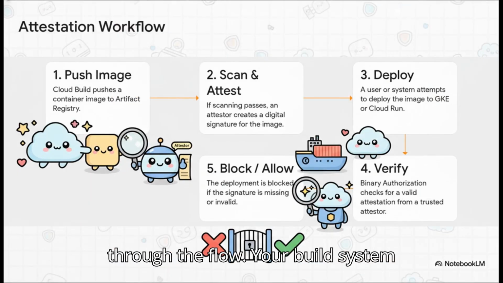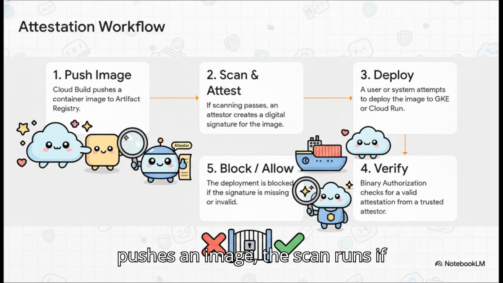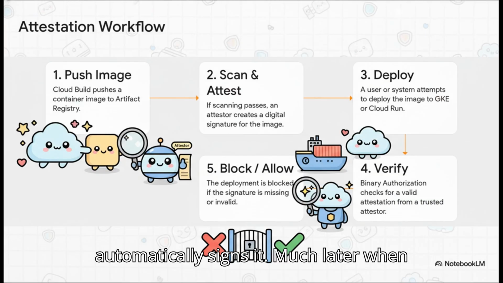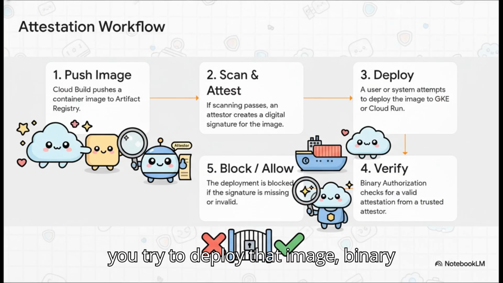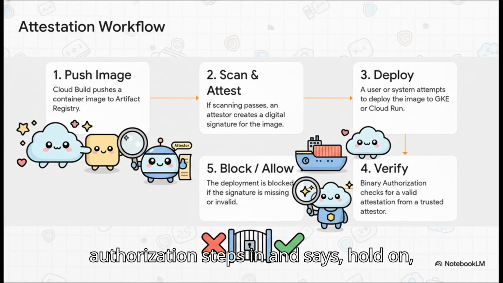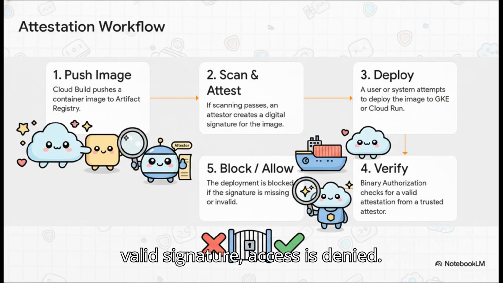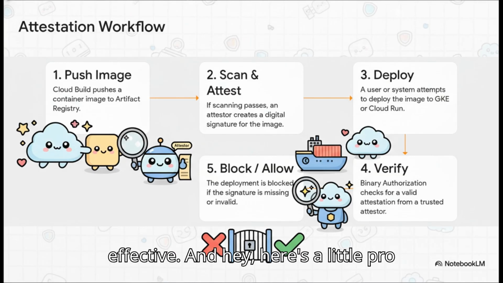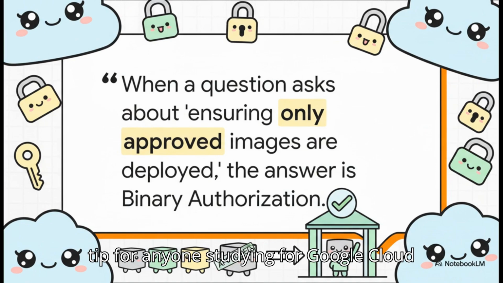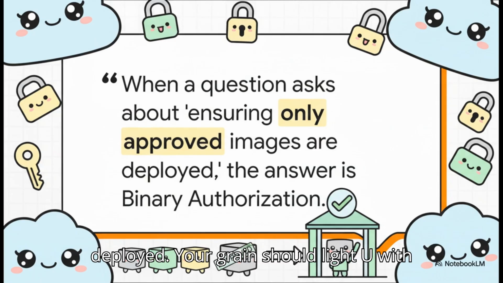Let's walk through the flow. Your build system pushes an image. The scan runs. If everything looks good, an attestor automatically signs it. Much later, when you try to deploy that image, Binary Authorization steps in and says, hold on, show me your signature. If there's no valid signature, access is denied. Simple, powerful, and incredibly effective. And hey, here's a little pro tip for anyone studying for the Google Cloud cert. If you see a question asking about enforcing approvals or making sure only vetted images are deployed, your brain should light up with Binary Authorization. It's a classic for a reason.